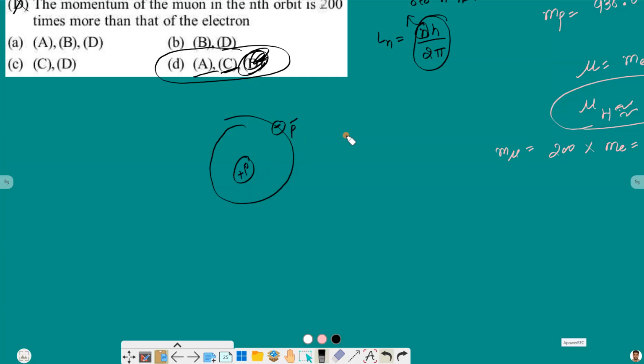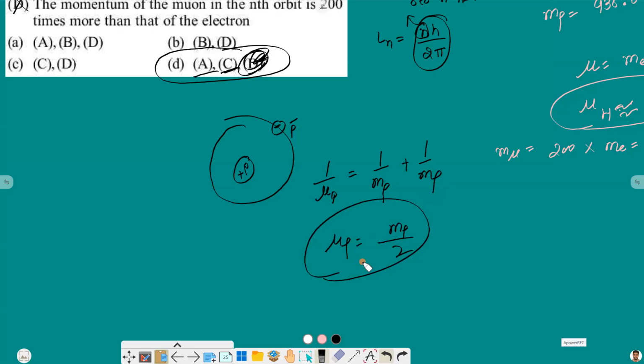Now, in this case, the reduced mass of this system, let's say this is a proton system, so 1 by mu will be equal to 1 by mp plus 1 by mp, and the reduced mass will come out to be mp by 2. So in this scenario, things will change. But in the above question, which we have discussed, the reduced mass comes out to be approximately equal to the mass of the electron or the mass of the muon, and that's why we can directly use Bohr's formula without thinking about how the reduced mass will behave. So this is the approximation which you have to keep in your mind.